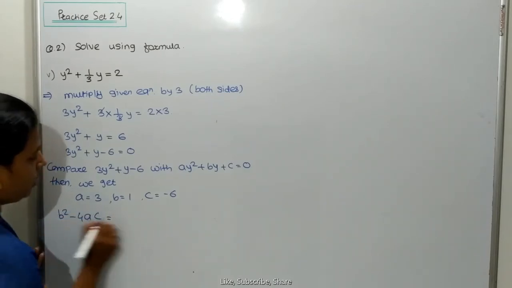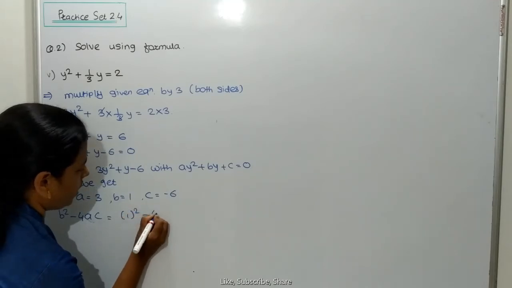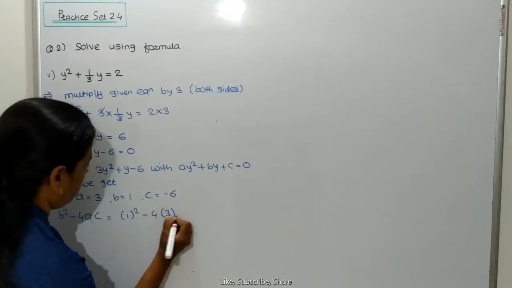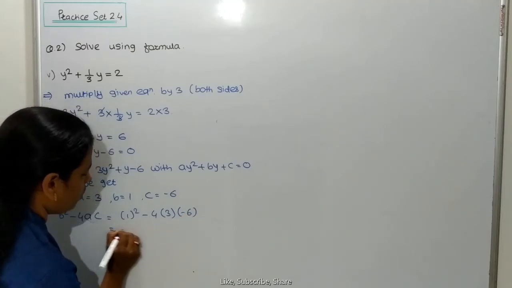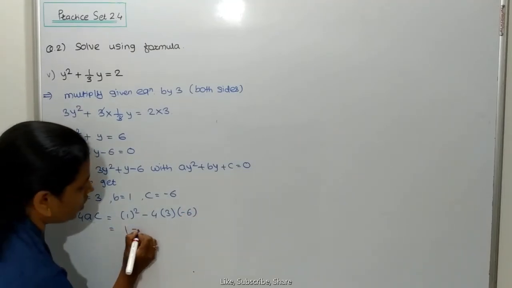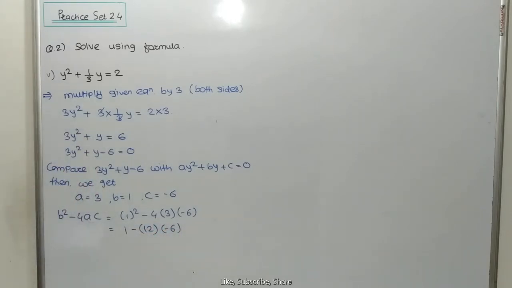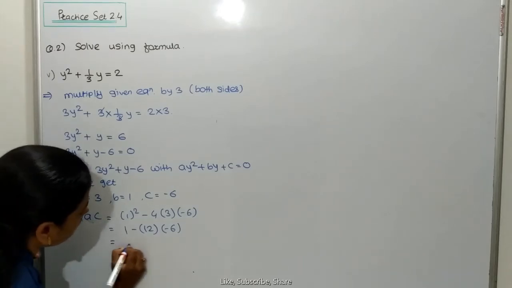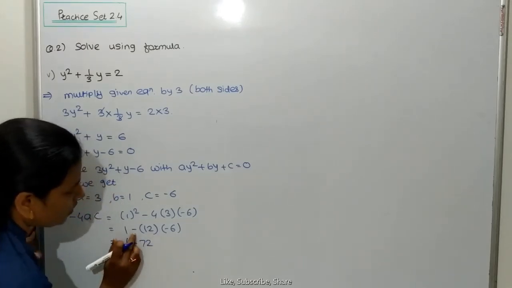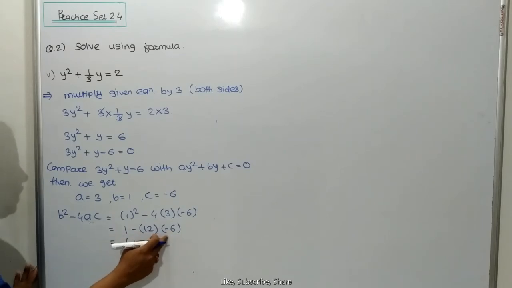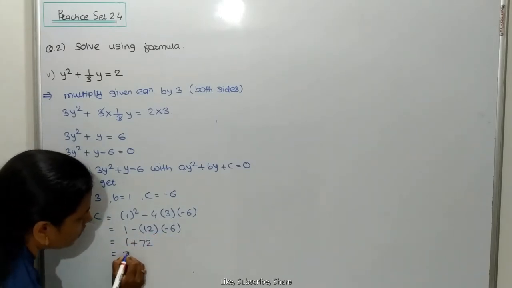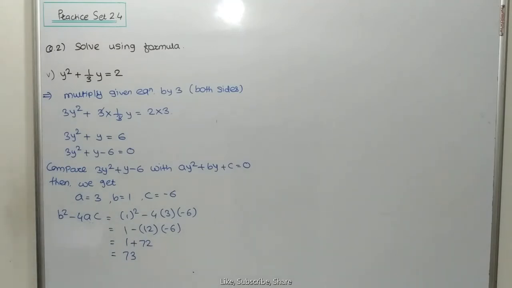So what is the value of b? That is 1. So 1 square minus 4, a value is 3 and c value is minus 6. So 1 square is 1. Then 4 into 3 is 12, and minus 6. 12 6s are 72. Okay, 12 6s are 72. But you have 1 plus 72. Why? Because minus 12 into minus 6 is plus 72. So what is the value of this one? That is 73. Clear?